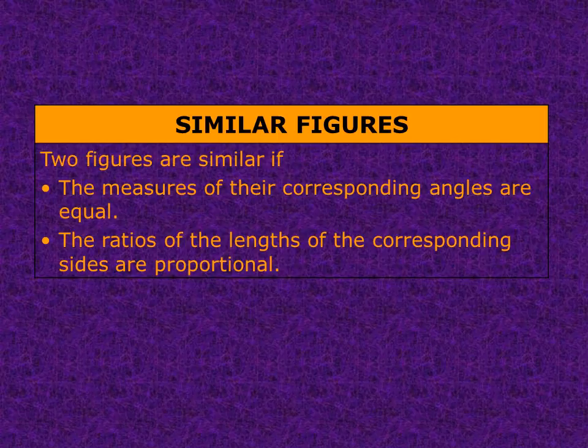Here's the formal definition. Two figures are similar if the measures of their corresponding angles are equal or congruent. They have to be exactly the same when you match up those corresponding angles. And the ratios of the lengths of the corresponding sides are proportional. So that's why it's important to know about those corresponding angles and corresponding sides. We have to match them up to see if they're going to be proportional or not.